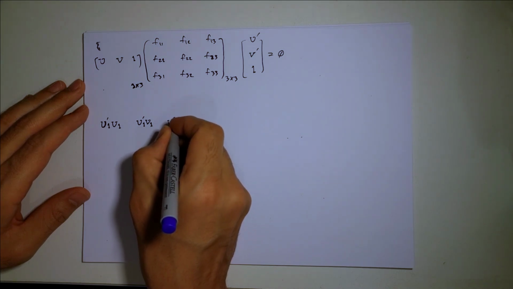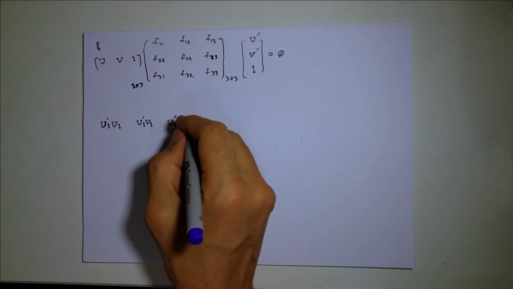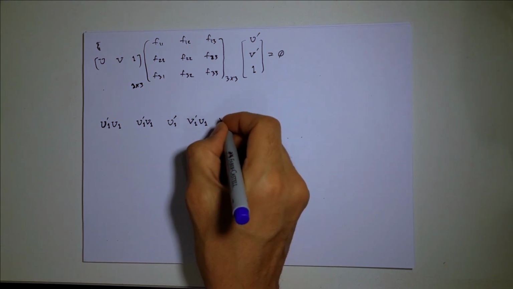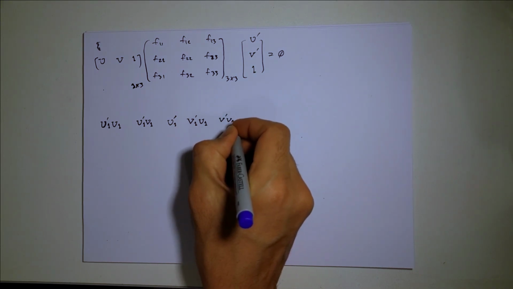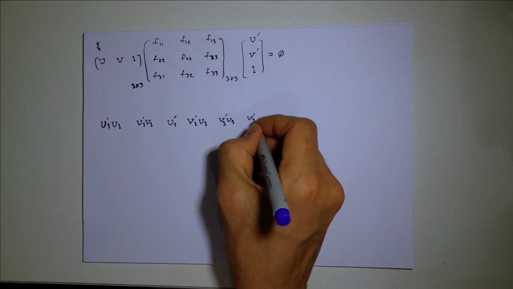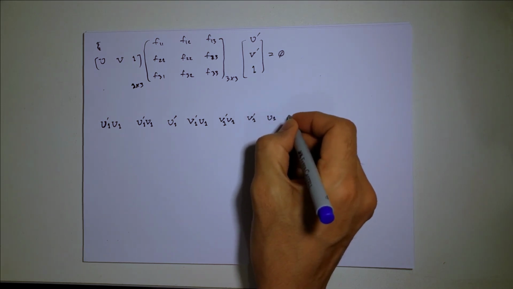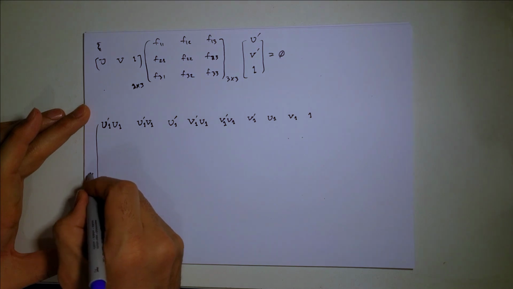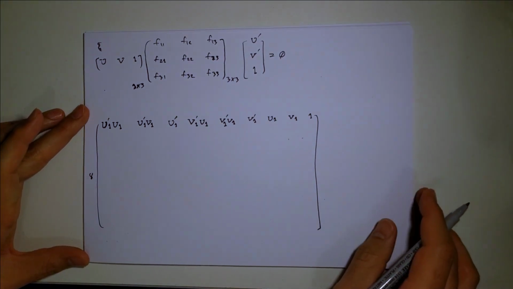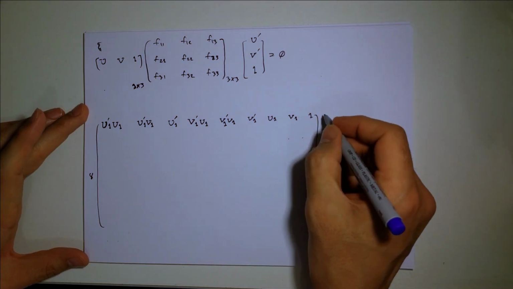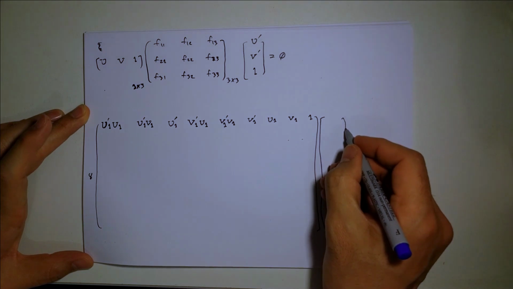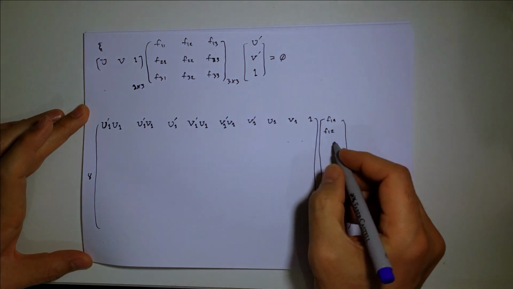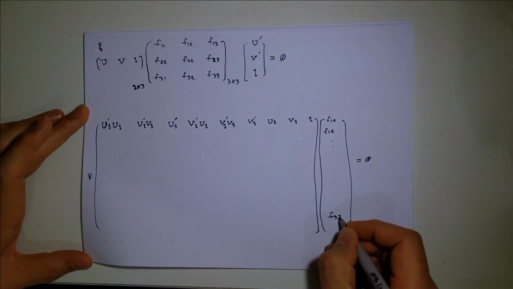u prime 1 u 1, u prime 1 v 1, u prime 1, v prime 1 u 1, v prime 1 v 1, v prime 1, u 1, v 1, 1. If I write it 8 times, for basically 4 points, and rewrite everything like this, you're going to get F11, F12, up to F33.